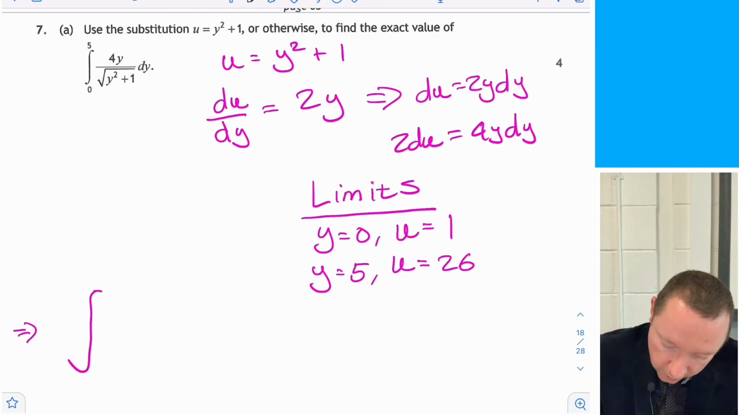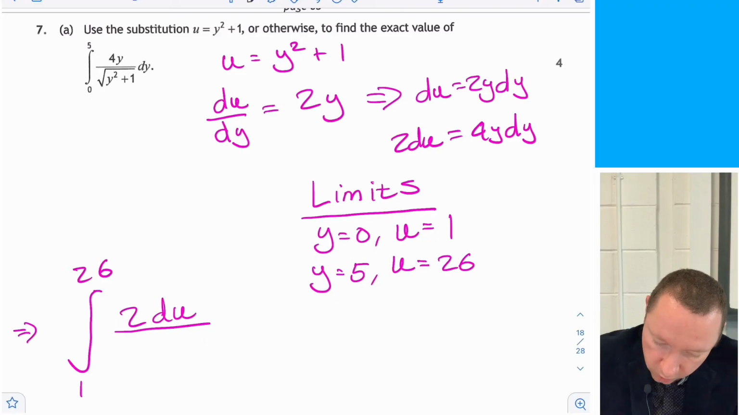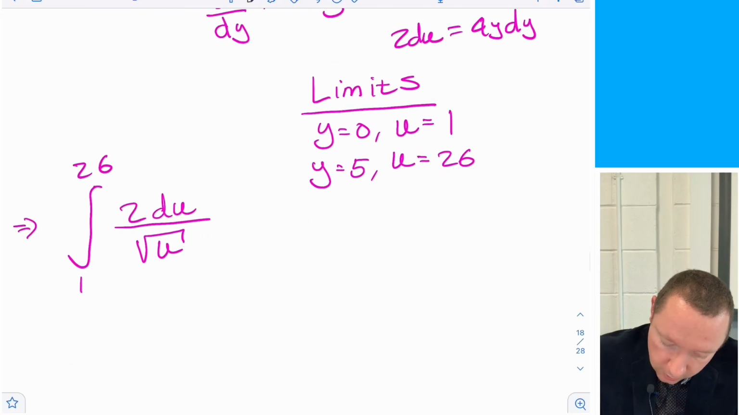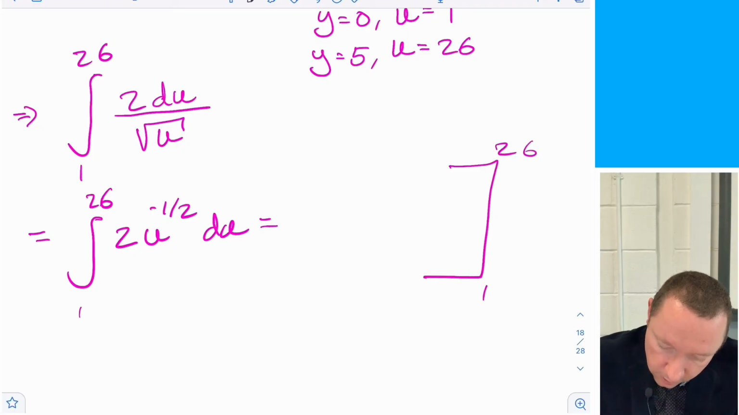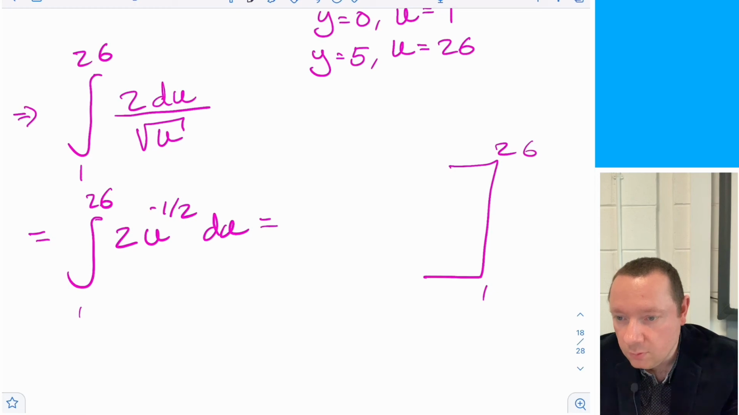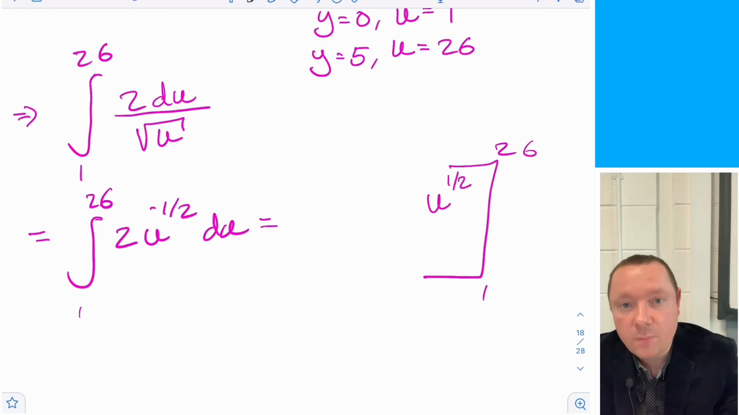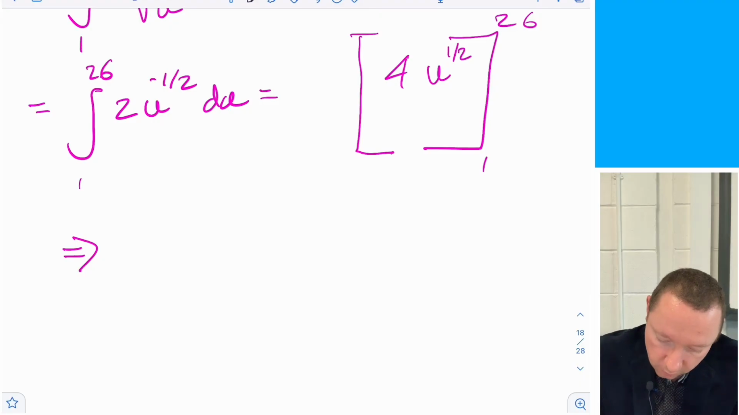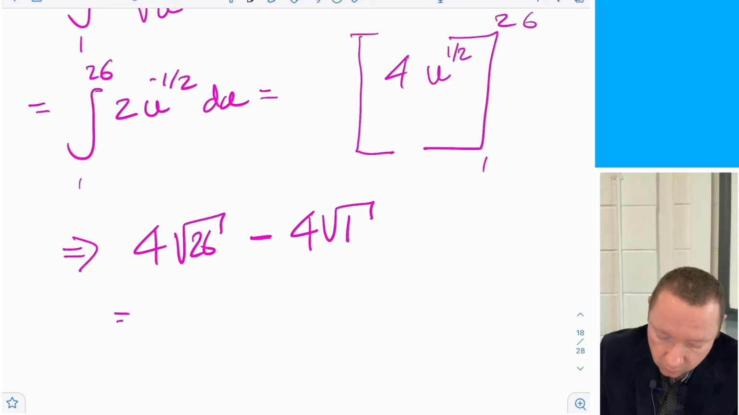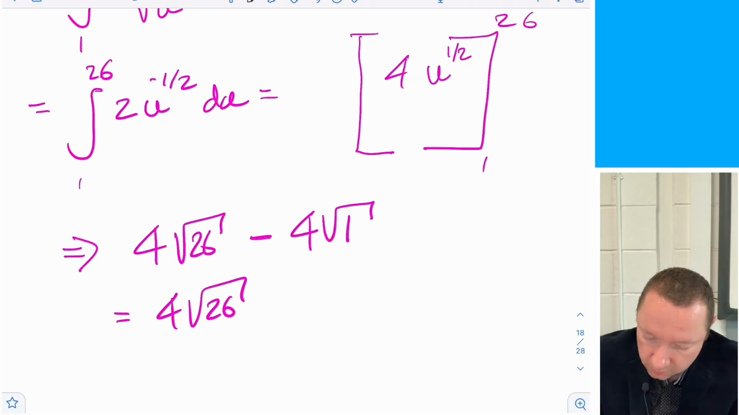The integral between 1 and 26 of 2 du over the square root of u. That's the integral between 1 and 26 of 2u to the minus a half du. So add 1 to the power and divide by the new power, u to the half. 2 divided by a half is 4. We can put our limits in. So we've got 4 times root 26 minus 4 times root 1, which is equal to 4 root 26, and root 1 is 1, so minus 4.